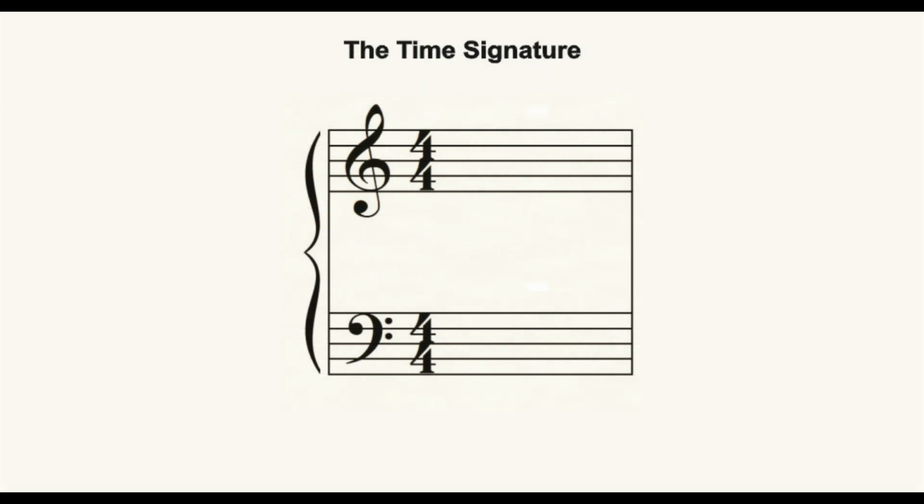Musicians know which beat pattern they are using by looking at the two numbers which are located to the right of the clef sign at the very beginning of the song. Those two numbers make up what is called the time signature. Right now, our focus is on the top number.